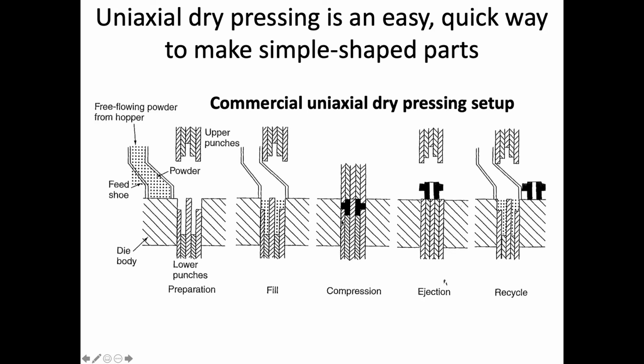Once that's done, once we have a compressed compact or green part, we want to eject it. And so we want to get it out of the die so that we can sinter it, and then we can make the next one. And so that's the idea of this process.